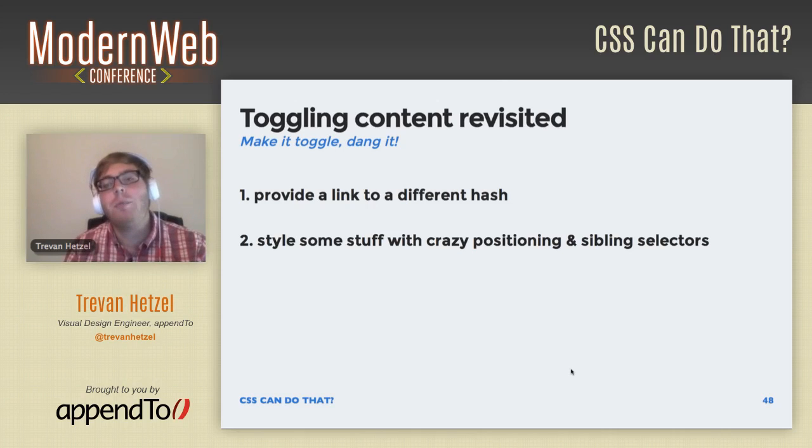You could do that, but you'd have to create a new anchor, a new element to do that, and it wouldn't really be a toggle. It'd be like click this and then click another element to close it. Or two, we could style some stuff with crazy positioning and sibling selectors, and that is what we're going to do.